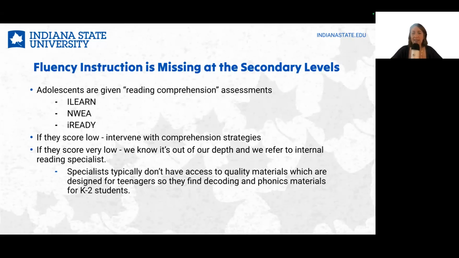Fluency instruction is consistently missing when we are trying to support adolescent struggling readers. And typically we don't have, as I mentioned before, decodable readers that are age respectful for our middle school students. So having quality materials to practice their fluency reading with is very difficult.